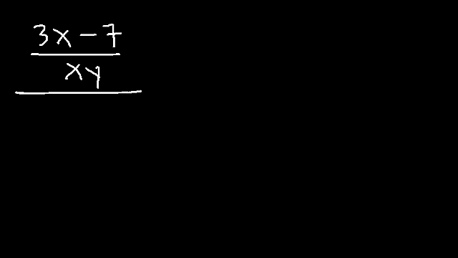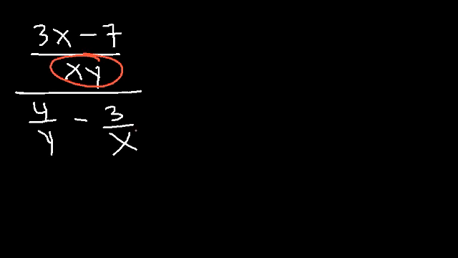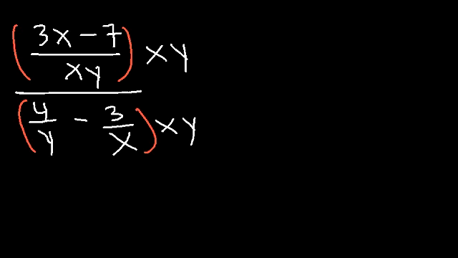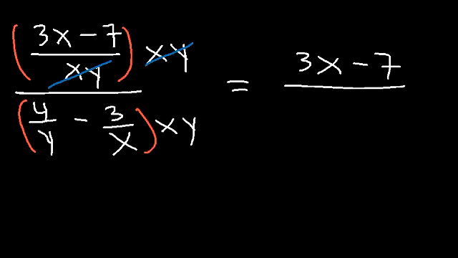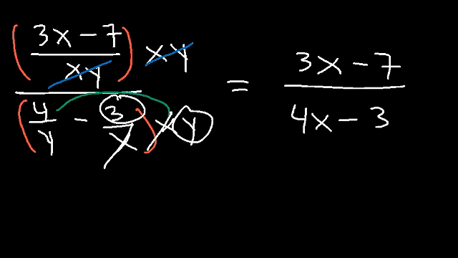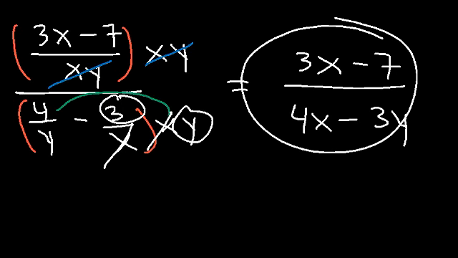Let's try this one. 3x minus 7 divided by xy, divided by 4 over y minus 3 over x. So we can see that the common denominator is xy. So let's simplify it. On top, these two will cancel, and we're just going to get 3x minus 7. On the bottom, xy times 4 over y. The y's will cancel, leaving behind 4x. And minus, the x will cancel, leaving behind negative 3y. So this is it for this problem.